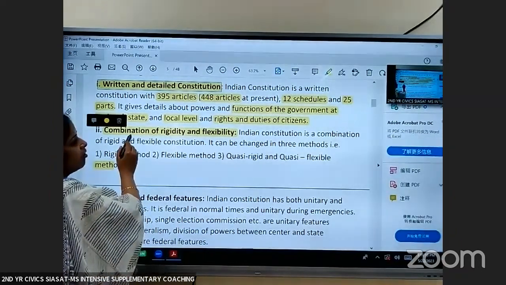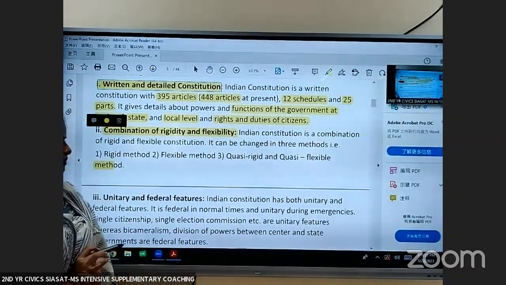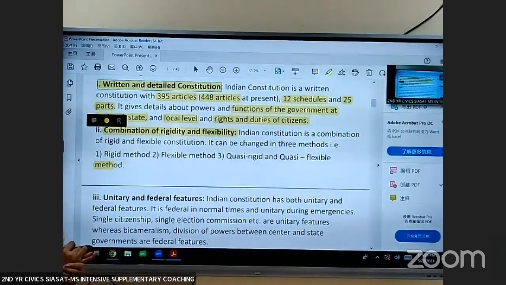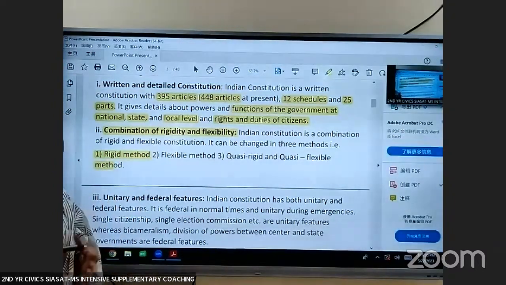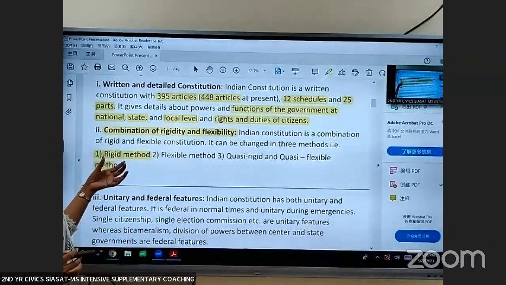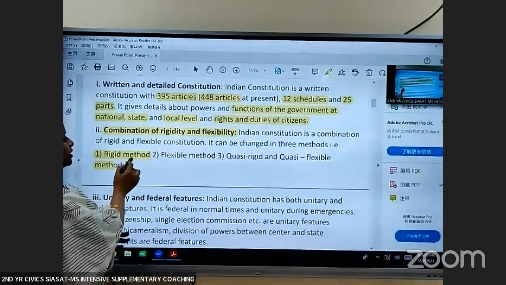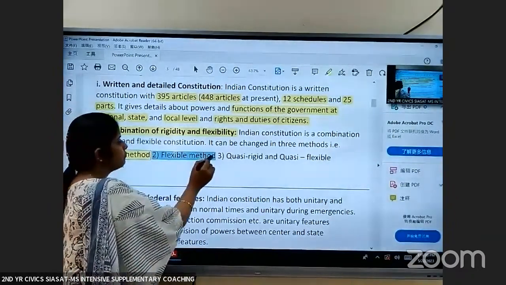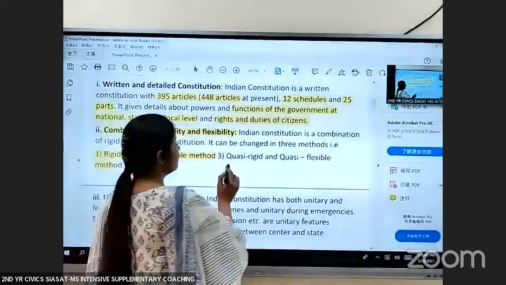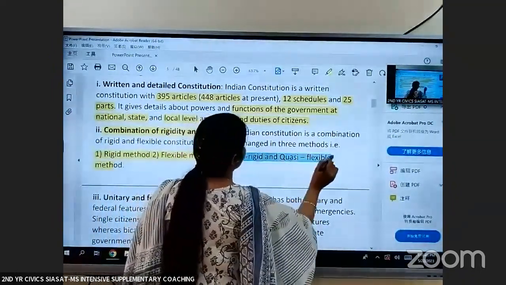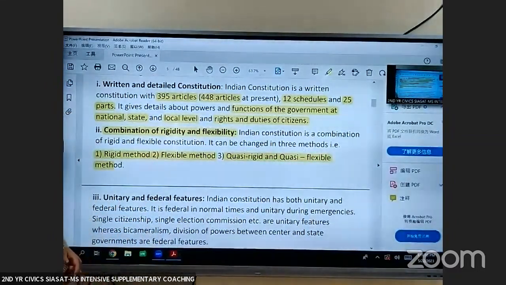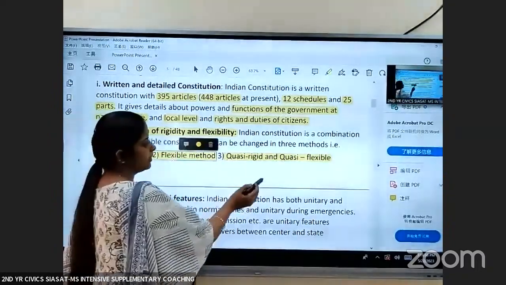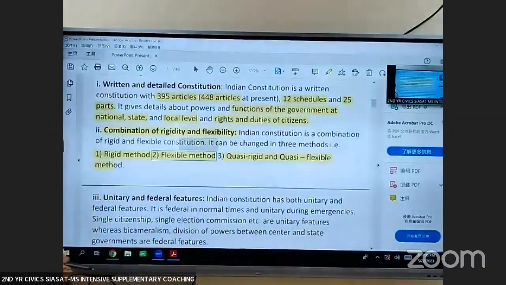That's why we say it is the combination of rigidity and flexibility. So when we have to change the Constitution, we have to follow three methods here. Rigid method, based on the provision which we are changing. If it is from the written Constitution or rigid Constitution, we will use rigid method. And if it is a flexible Constitution, we use flexible method. And sometimes we need to combine both the methods, that is rigid method and quasi-rigid and quasi-flexible method. So Indian Constitution can be changed in three methods: rigid method, flexible method, quasi-rigid and quasi-flexible method.